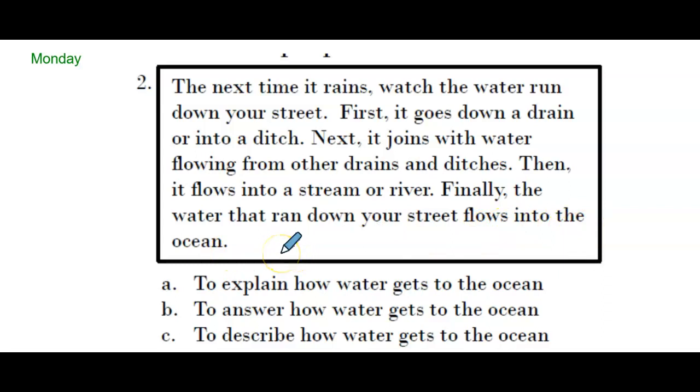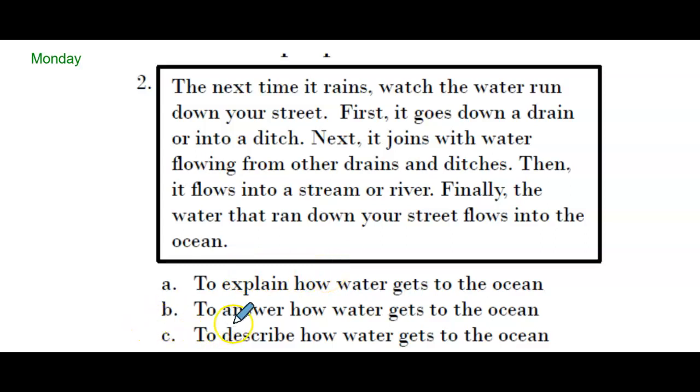Oh, what great information to learn about the flow of water when it rains and how it gets back into the ocean from your street. Now let's look at answer choice A again, to explain how water gets into the ocean. Well, we did find out how water gets from your street and the rain back into the ocean. So let's leave answer choice A alone.